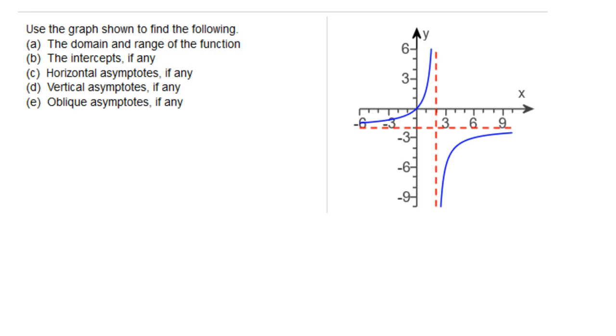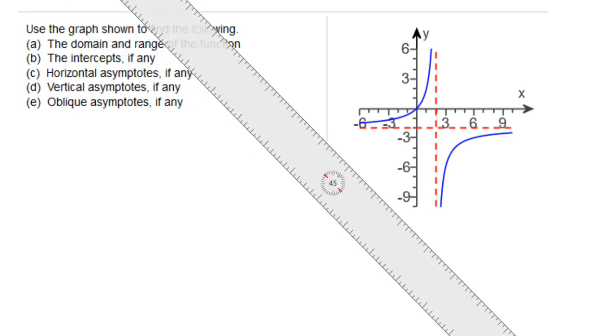All right, use the graph to show and find the following. So in this graph, what I see here is a rational function, and these red dotted lines are the asymptotes. We have a vertical asymptote at 2, a horizontal asymptote at -2. Asymptotes are where the graph gets closer and closer to that value, but never actually reaches it. So on this part of the graph, the line is getting closer and closer to a value of -2, but never reaching it. Over here, this is getting closer and closer to a value of 2, but never reaching it.